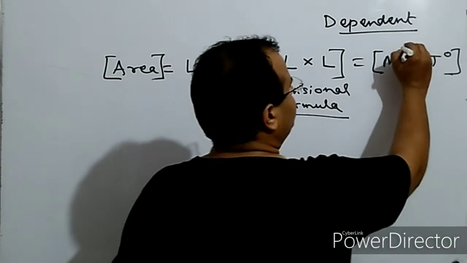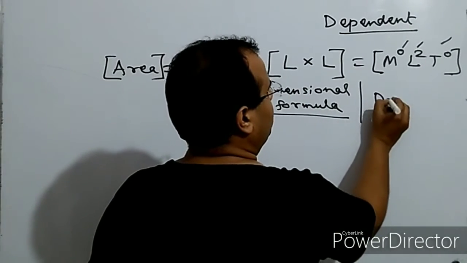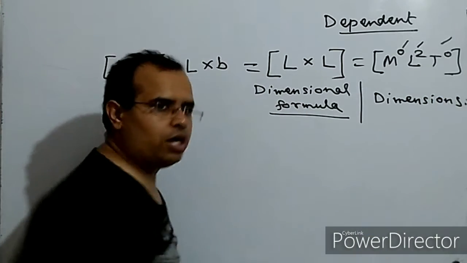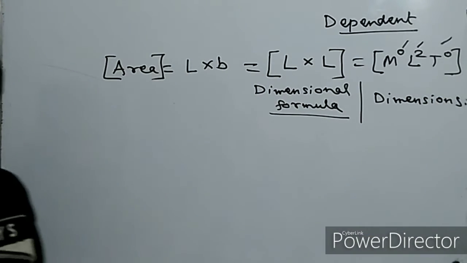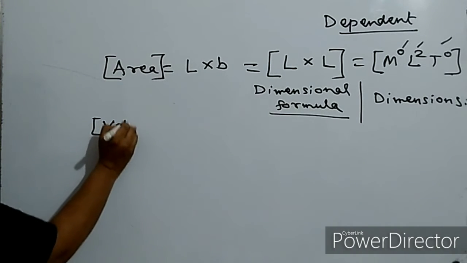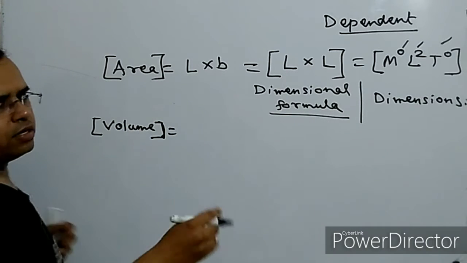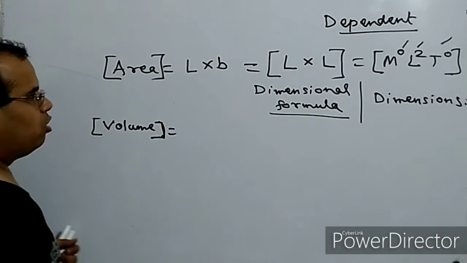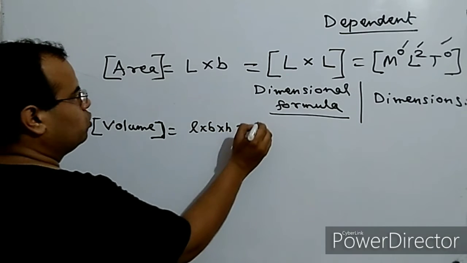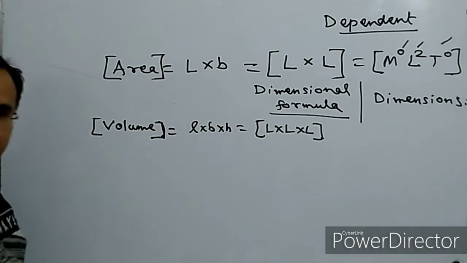Now these powers which are represented here are called dimensions. We call these powers dimensions. Is this clear to you? Next, let us take the example of volume. Volume is a dependent physical quantity, and the simplest one is a cube or cuboid. So length into breadth into height, and that gives you L into L into L, because breadth is also a length and height is also a length.